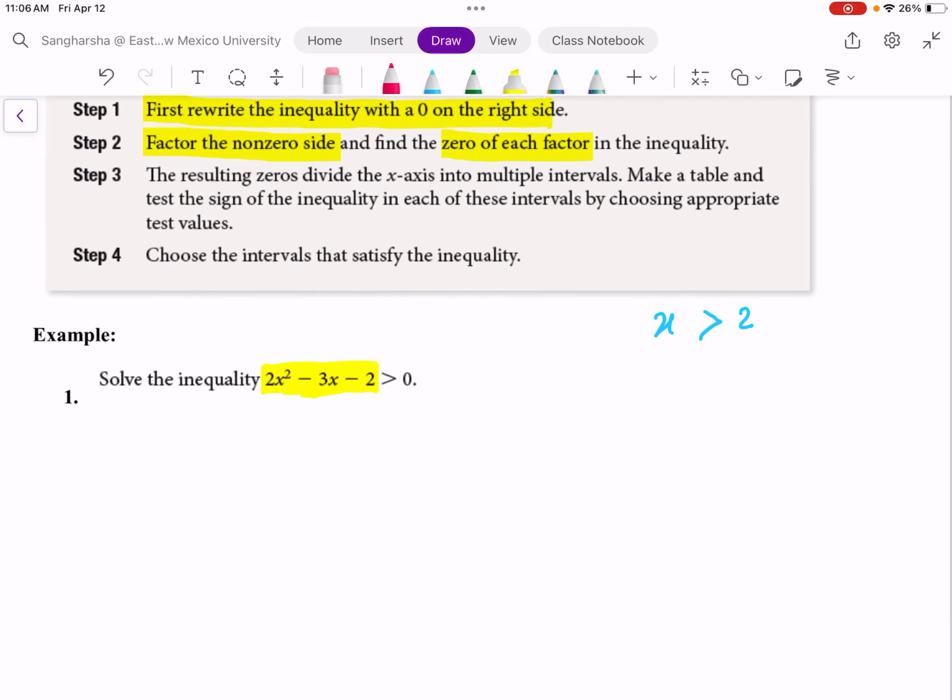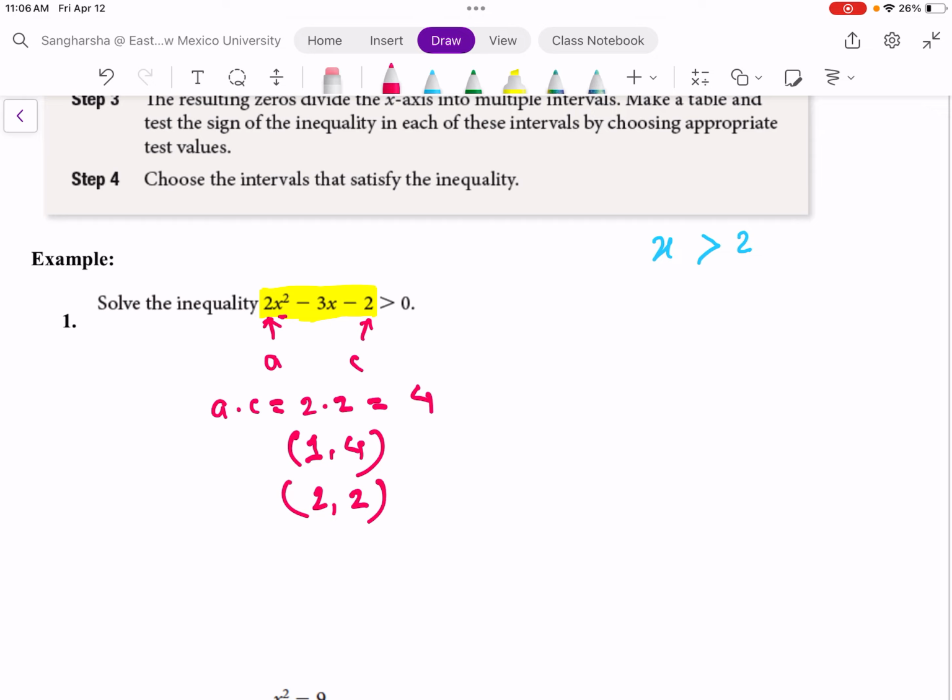The coefficient of the square term is not 1, so we use the AC method. This is our A, and this is our C. So A times C, which is 2 times 2, is 4. We write down every pair of factors of 4. So 1 and 4, 2 and 2. These are the pairs of factors of 4. Now we choose one pair.